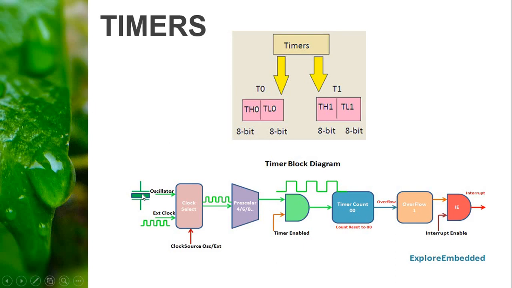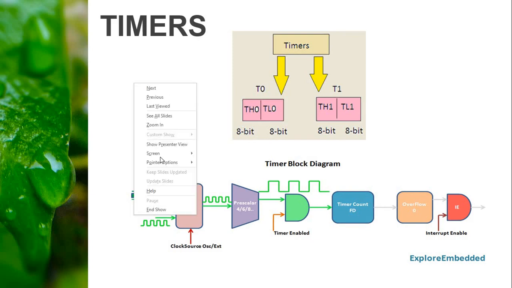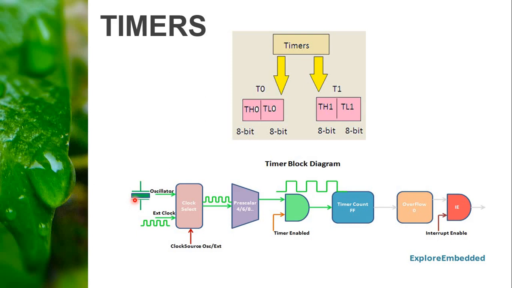If I am getting a signal from an oscillator circuit, that is from the 8051, this is an internal clock circuit. If I am getting a signal from an external clock circuit, those clock pulses will be enabled. So depending upon the clock source, whether it is an internal or external oscillator circuit, that is the first step in the timer circuit.